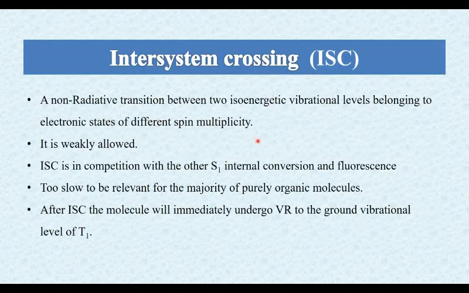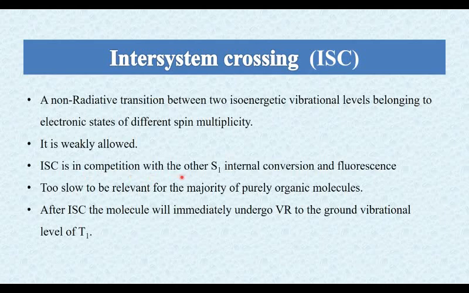Next is inter-system crossing. It is weakly allowed. It is a non-radiative transition between two isoenergetic vibrational levels belonging to the electronic states of different spin multiplicity. Usually, this inter-system crossing is when an electron comes from the higher or excited singlet state to the triplet state.